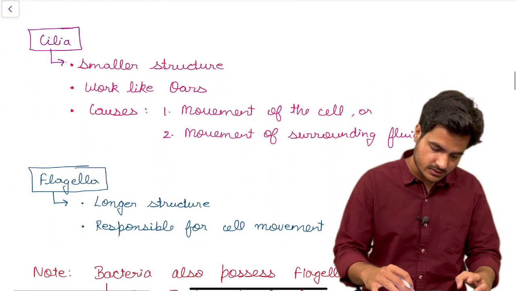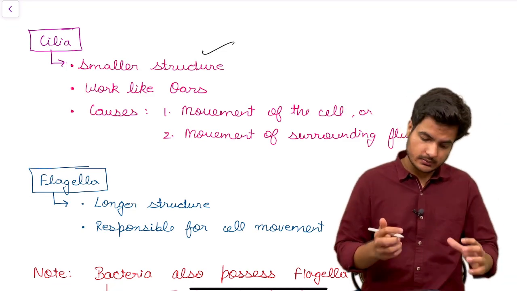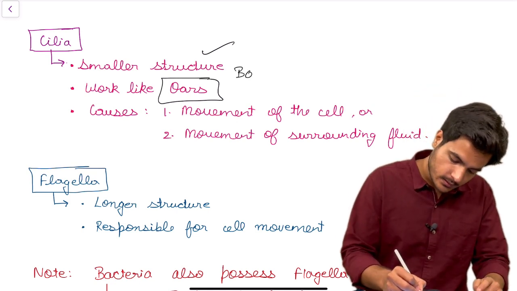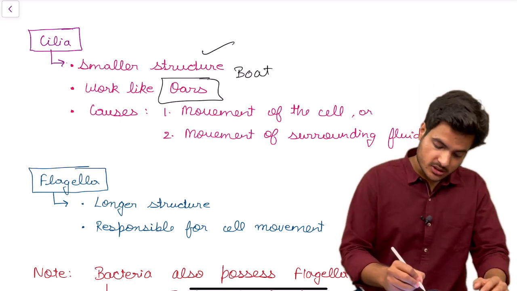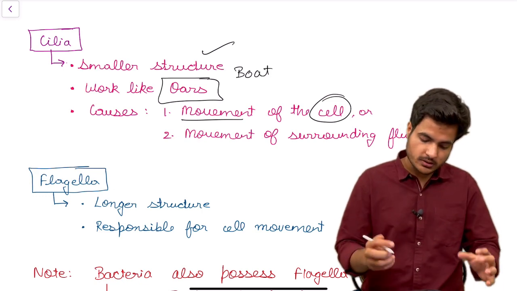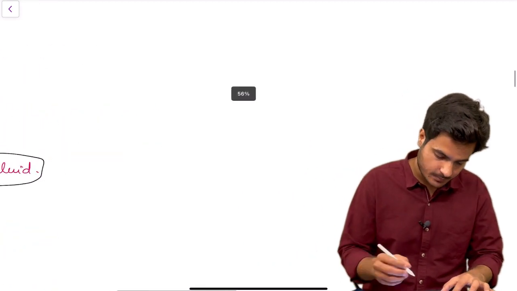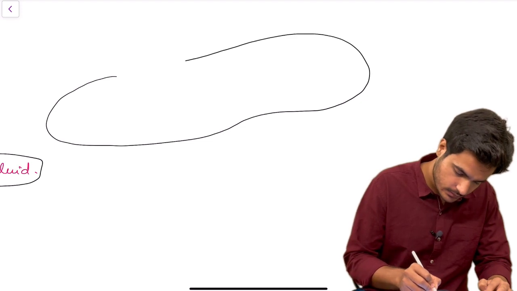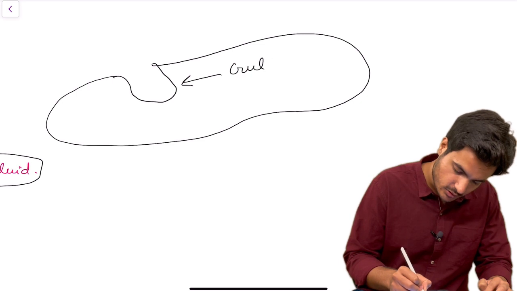Now let's talk about cilia and flagella. Cilia are smaller when compared to flagella. They work like oars of a boat, or we can say chappu. So they cause movement of the cell. Either they cause the movement of a complete cell, or they cause movement of the surrounding fluid. For example, take paramecium, which is a slipper-like organism in which we have a gullet. This structure is called the gullet.